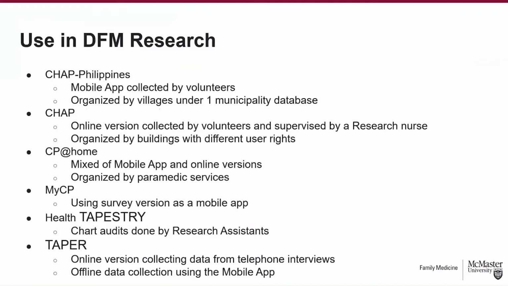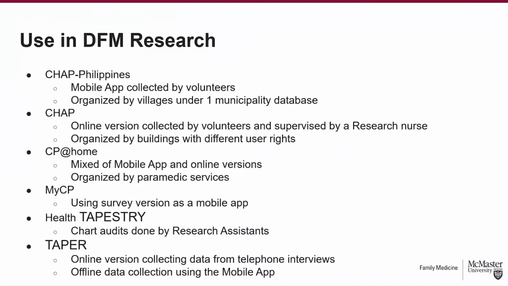In CHAP, we're using the online version. So basically, what we have are volunteers collecting data, supervised by the research nurse. And it's organized by buildings using different user rights. So, for example, as I mentioned, volunteers can only access one form. The nurses can access multiple forms. And within those forms, you can also limit their access to certain information.